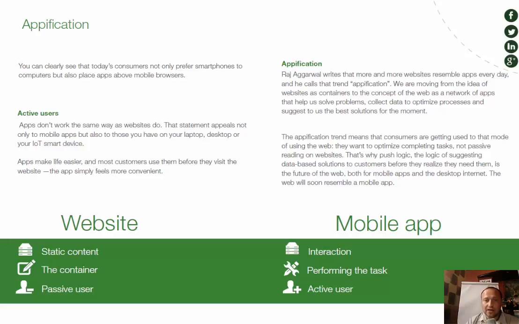Reg Agarwal writes that more and more websites resemble apps every day, and he calls that trend appification. We are moving from the idea of websites as containers to the concept of the web as a network of apps that helps us solve problems, collect data to optimize processes, and suggest to us the best solutions for the moment. The appification trend means that consumers are getting used to that mode of using the web. They want to optimize completing tasks, not passive reading on websites.